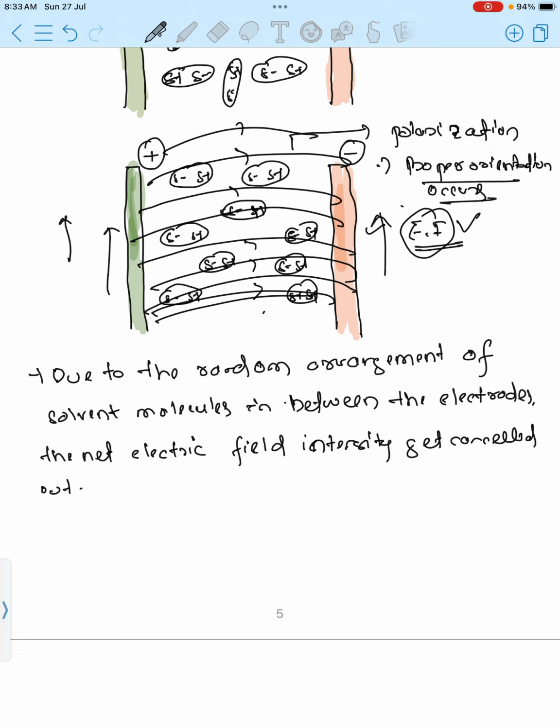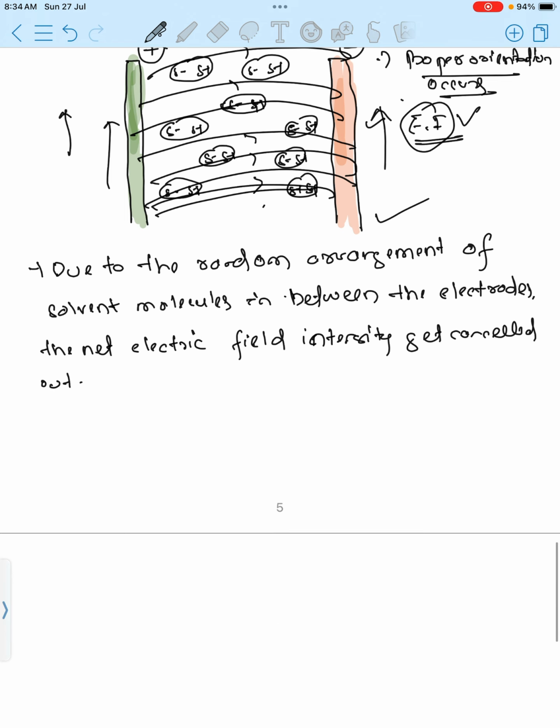So what do you conclude from this? When you increase the potential difference across the electrodes, the electric field across the electrodes increases, as a result of which the dielectric constant of the solvent molecules will decrease. Okay. And why have I taught this? Because this is a similar case to what happens in ionic reactions also.